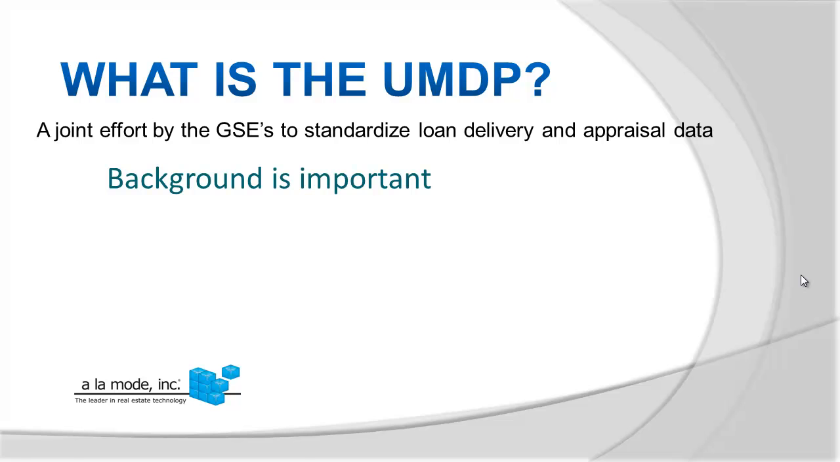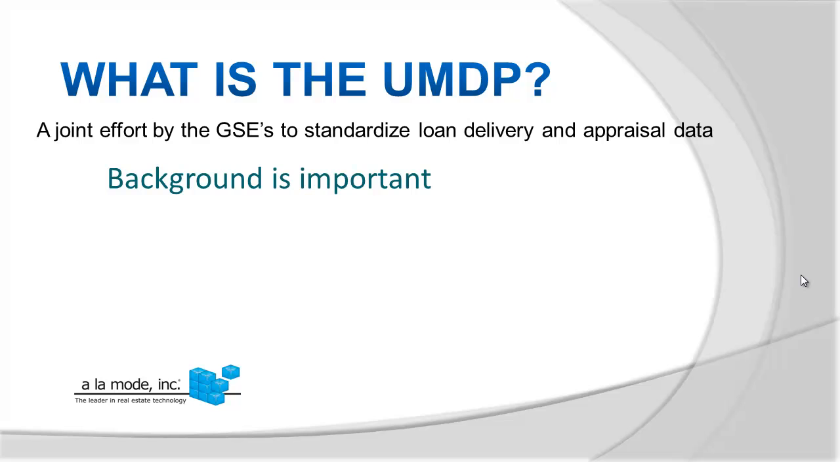UMDP. Most of you have probably never heard of the UMDP, which is a shame. This is actually the larger piece, this larger program, of which UAD is but a small piece. UAD is a smaller part of a much larger program, and UMDP stands for Uniform Mortgage Data Program. It's a joint effort by the GSEs to standardize loan delivery and appraisal data. So not just appraisal data, but essentially the loan package that gets delivered to the GSEs.